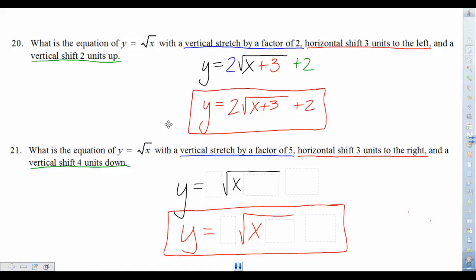Ooh. So look at number 21. You're doing the exact same thing. Just be careful when you move left and right. Remember, it's an opposite game. And then when you move up and down, it's the same game.